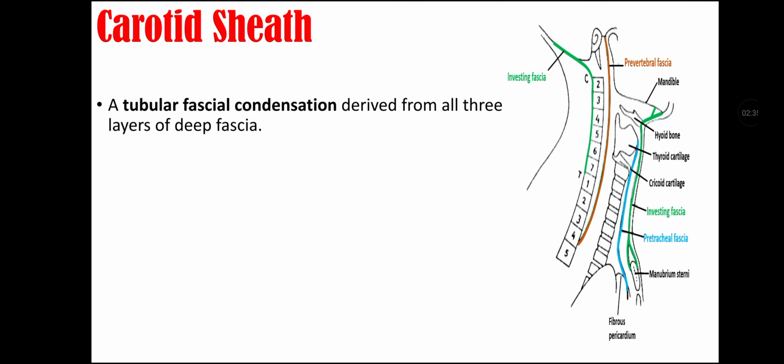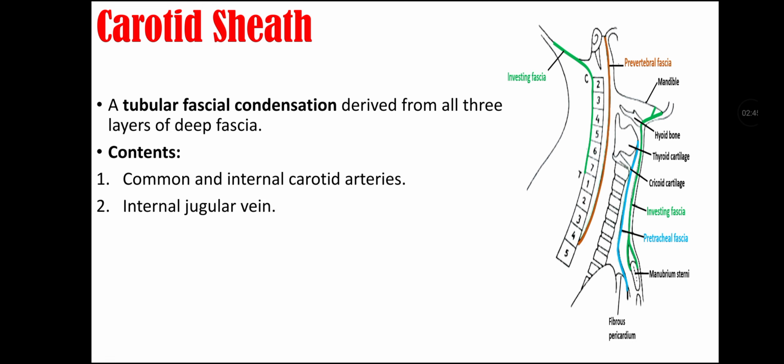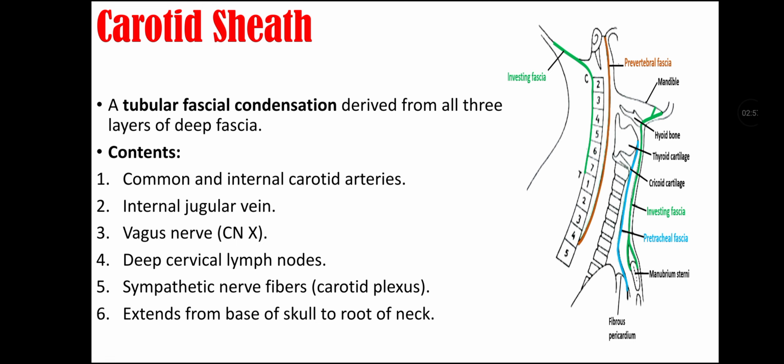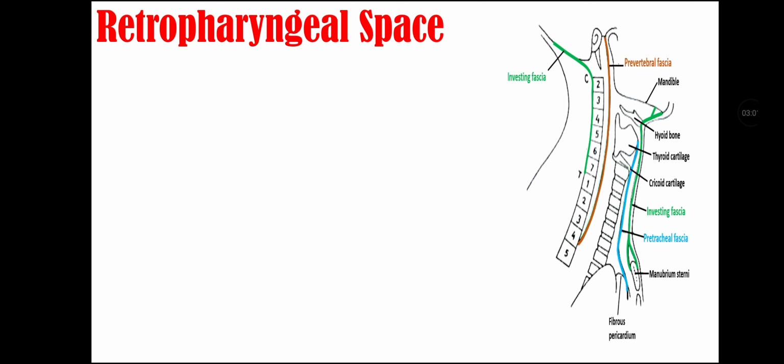Carotid sheath. It is a tubular fascial condensation that is derived from all three layers of deep cervical fascia. Its contents include common and internal carotid arteries, internal jugular vein, and vagus nerve, that is 10th cranial nerve. It also has deep cervical lymph nodes and sympathetic nerve fibers that are also called as carotid plexus. And it extends from base of skull to the root of neck.